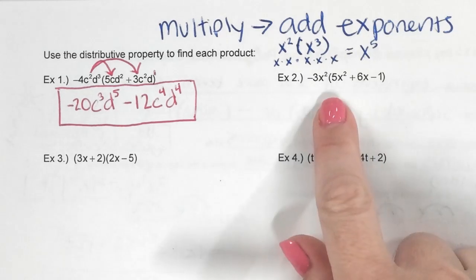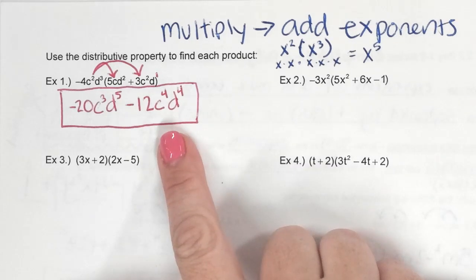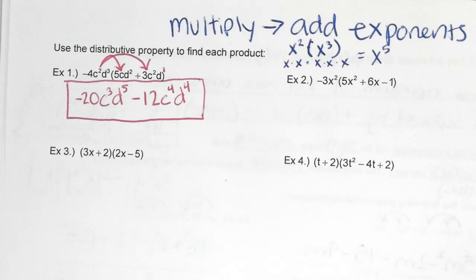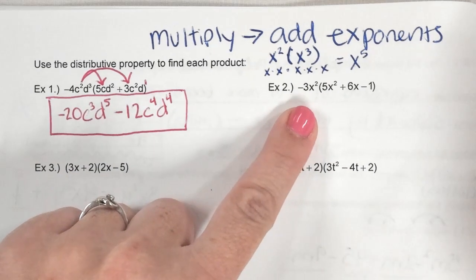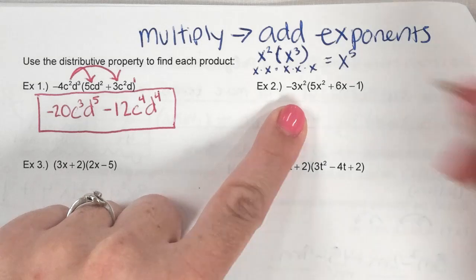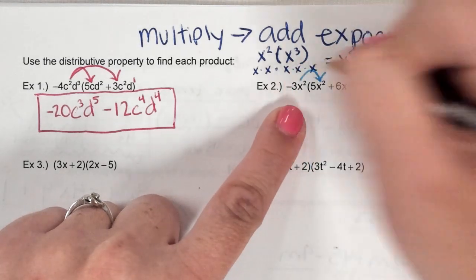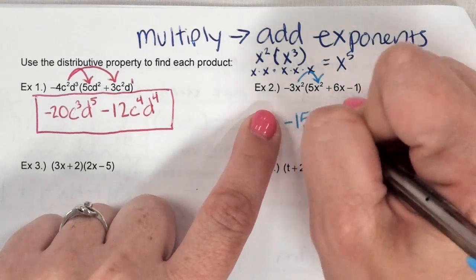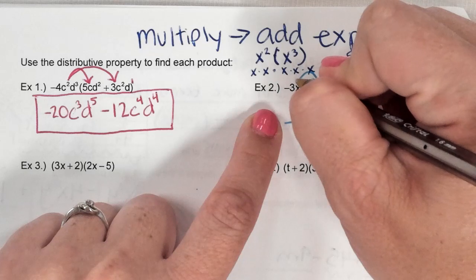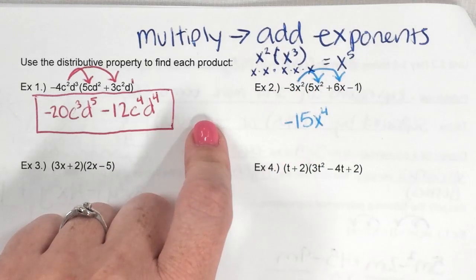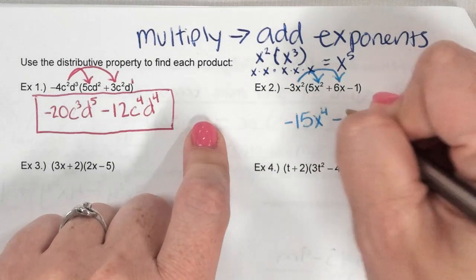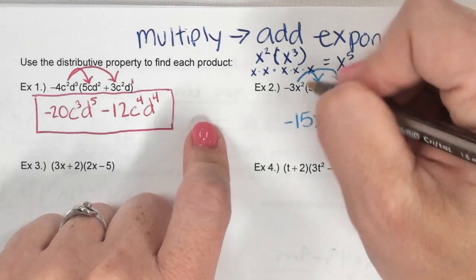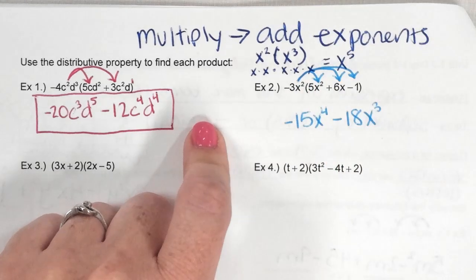Now, number 2 is how we're going to see it more so than number 1. This is more realistic with what we're going to see. Okay? So knowing that, what do we do? We distribute. What's negative 3x squared times 5x squared? Y'all are exactly right. What's negative 3x squared times 6x? 3. X to the 3rd power. And negative 3x squared times negative 1.